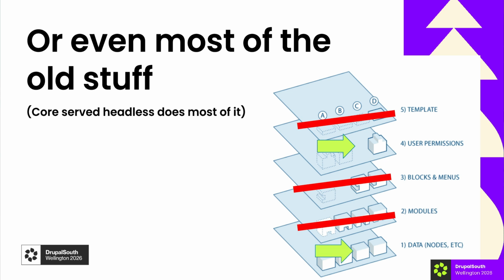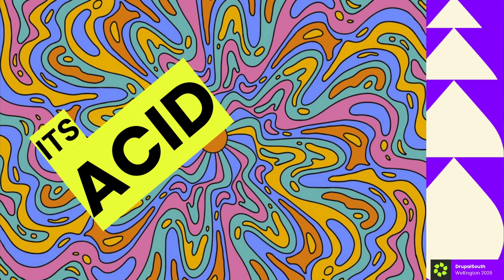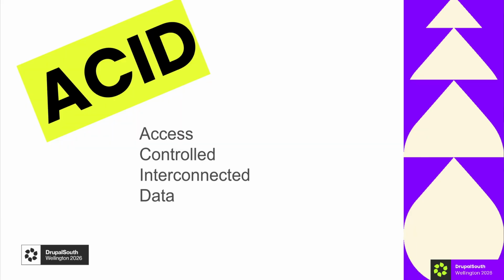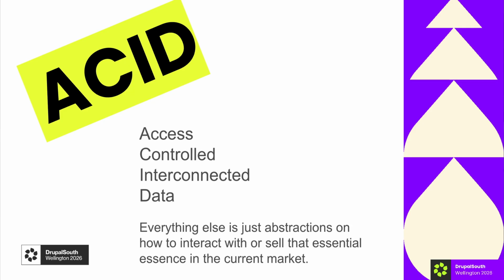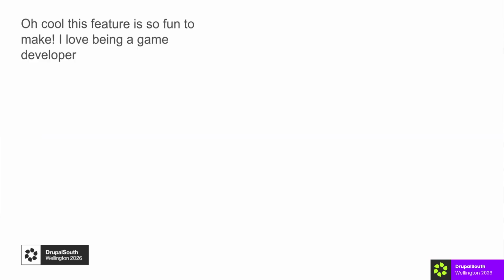So you've really got user permissions and data connected. It's ACID. Access controlled interconnected data. Nice and simple. So everything else is kind of abstractions on top of that, and it's how we interact with and use to sell Drupal or make it easier for our users or for a full Drupal experience. But when you're talking Drupal connected to something else, not really necessary, a lot of the other stuff.